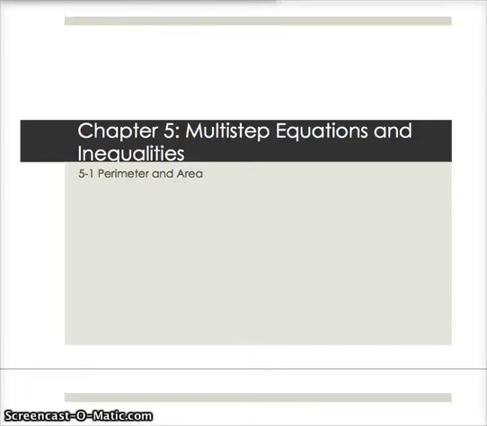Hey, pre-algebra, we are in chapter 5. We're looking at multi-step equations and inequalities. And our first section is about perimeter and area. So let's take a look at some of our vocabulary.